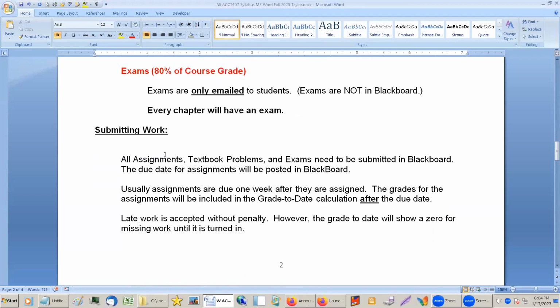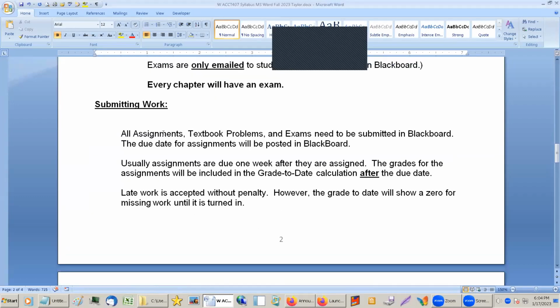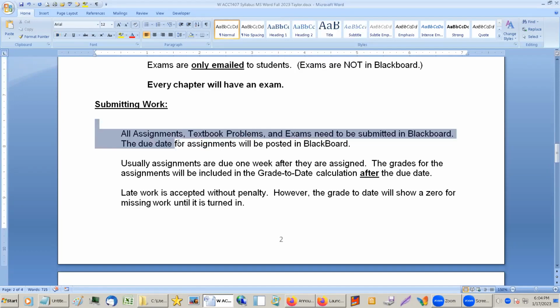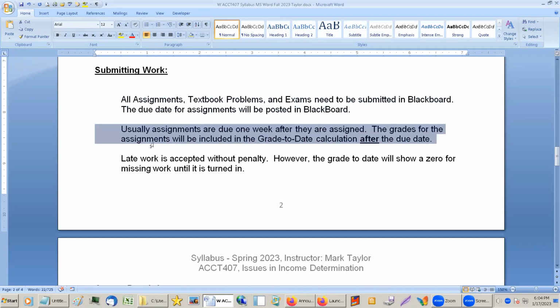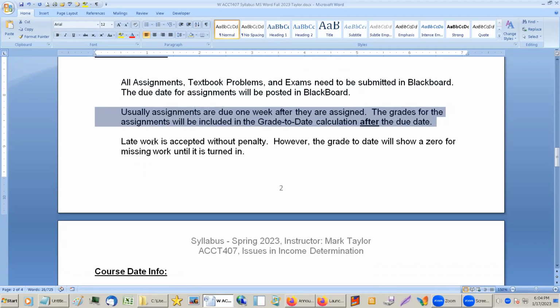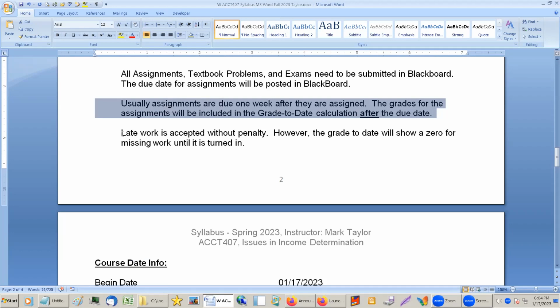Okay, submitting work. All assignments are submitted in Blackboard. Usually the assignments are due 1 week after they are assigned. And this is important here: late work is accepted without penalty.